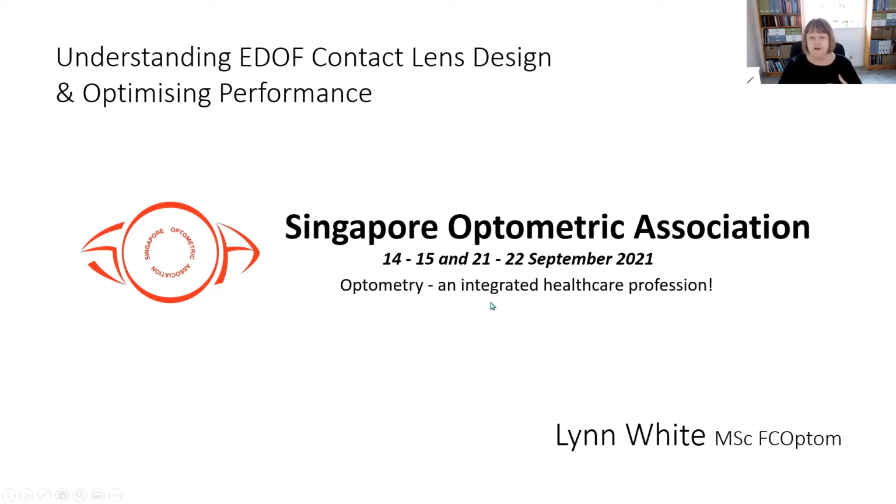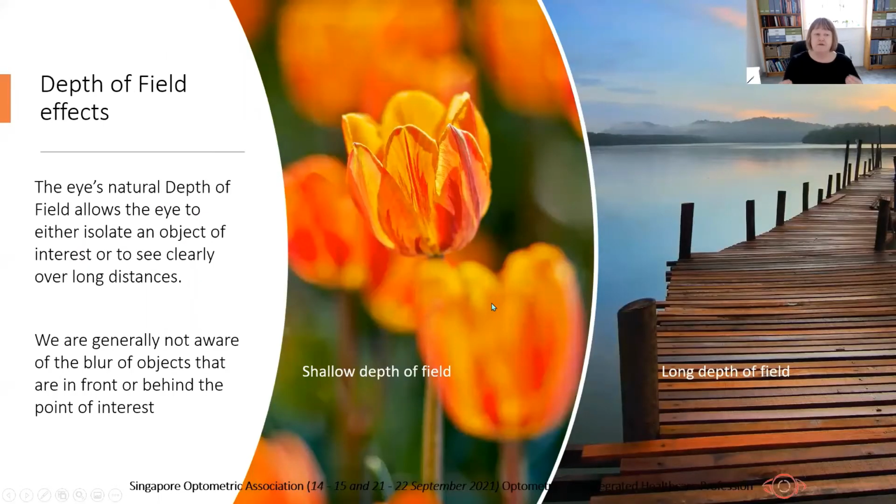First of all, I'm going to talk about depth of field effects, because this is what happens when we shorten or extend the depth of focus at the retinal level. A shallow depth of field shows you that you've got an object in focus and everything in front and behind of it is out of focus. Not that your brain really notices that. In a natural environment, all you're aware of is an object is clear.